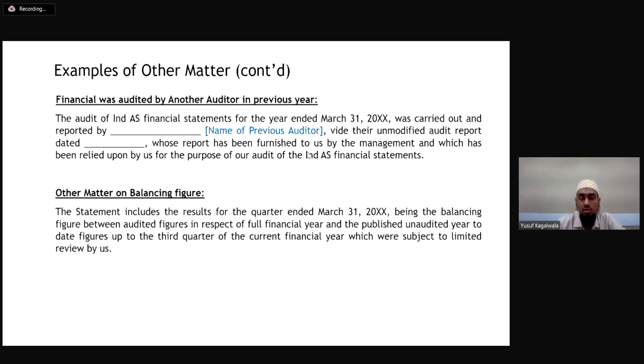Other matter on balancing figure. This is purely related to SEBI, that is the SEBI LODR reports. At the year end when the results are going out, in the LODR report we give a statement as an other matter that the financial results for the quarter of March are the balancing figure between the audited figures for the 12 months and the published unaudited figures, or audited figures, for the three quarters.